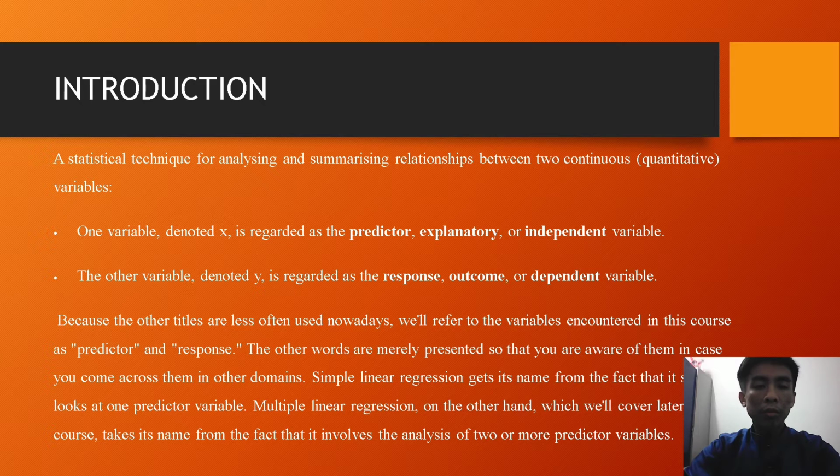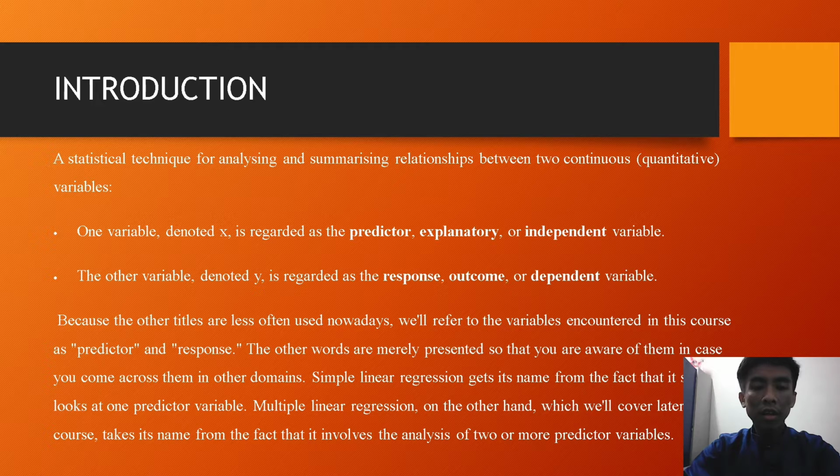Today I would like to present an introduction to a statistical technique for analyzing and summarizing the relationship between two continuous quantitative variables. One variable, denoted X, is regarded as the predictor, explanatory or independent variable. The other variable, denoted Y, is regarded as the response, outcome or dependent variable.